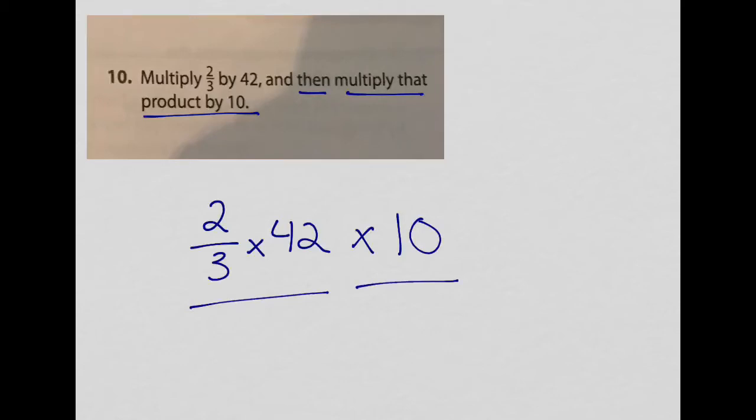So once again, I have to use symbols to indicate I want 2/3 times 42 done first, then multiplied by 10. So I'm going to put 2/3 times 42 in parentheses, and then I have my multiplied by 10. And my question is complete because for these expressions, I do not have to solve.